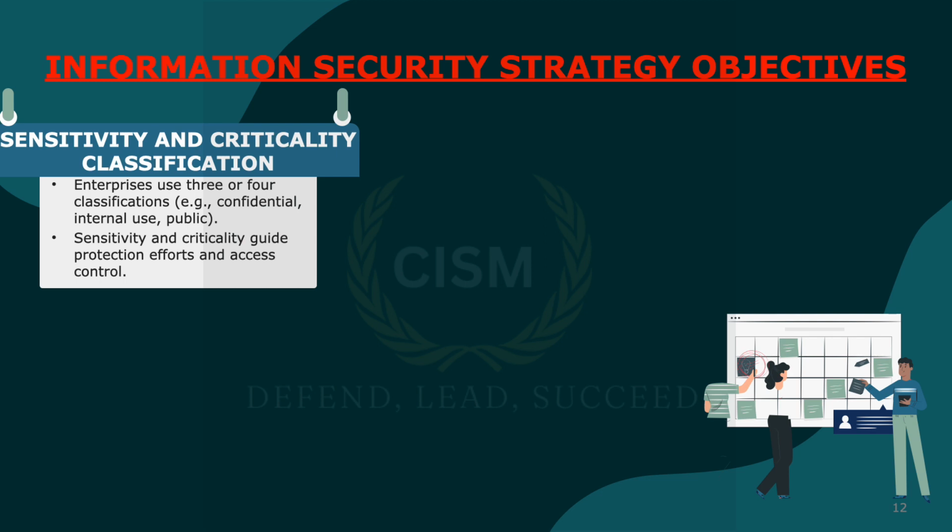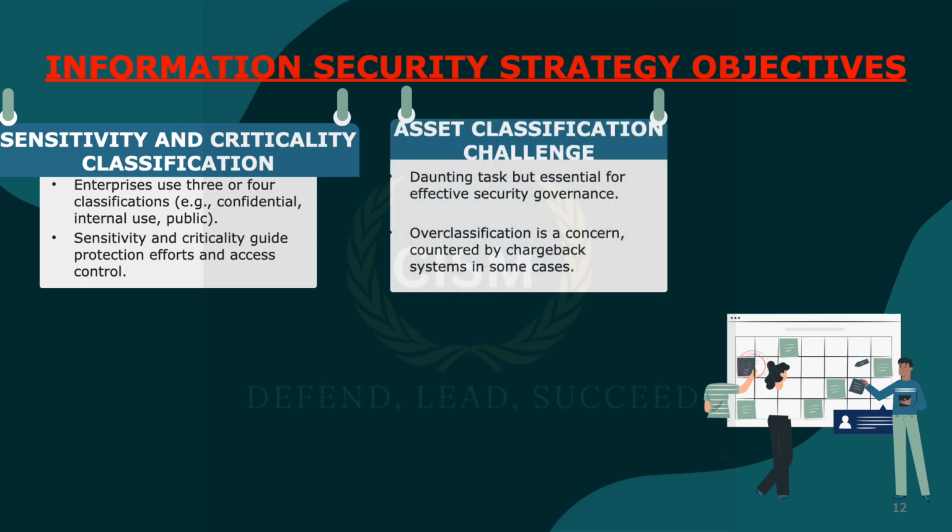Friends, sensitivity and criticality guide the protection effort and access control. Companies usually use 3 or 4 categories like confidential, internal use and public to label how sensitive or critical information is. Friends, these labels help to decide how to protect it and control who can access it. Next, about the asset classification challenge.